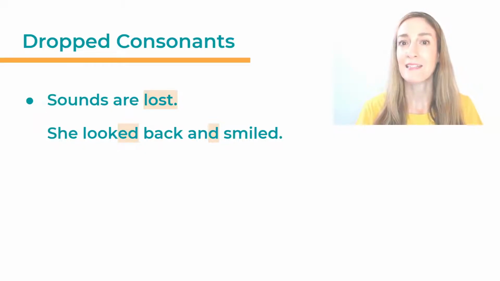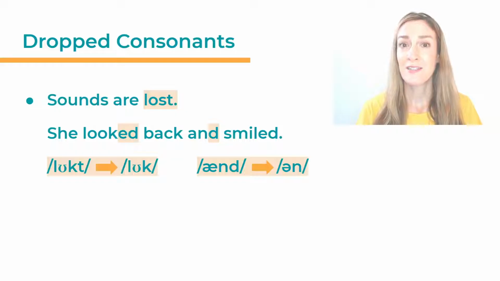She looked back and smiled. The word looked loses its final consonant sound t. Look back, look back. The connector and also loses its final consonant d, n, and smiled, and smiled. In fact, here we also have vowel reduction because the vowel sound a is reduced to the schwa sound e.